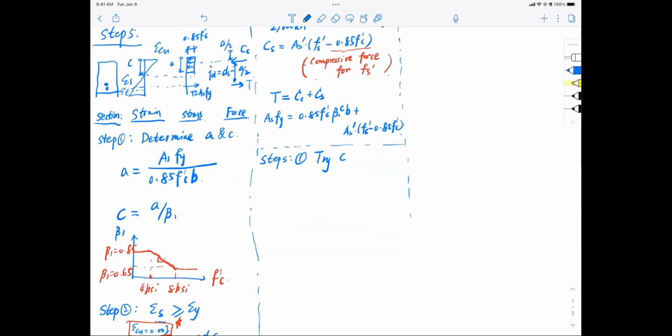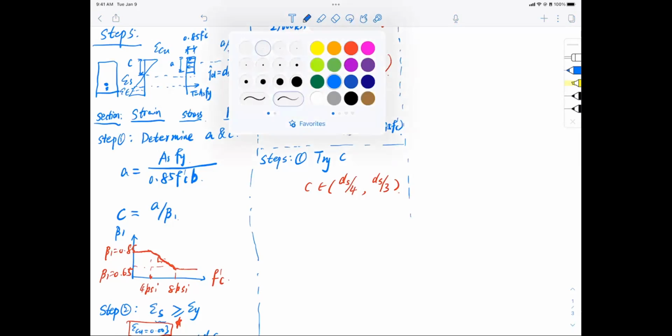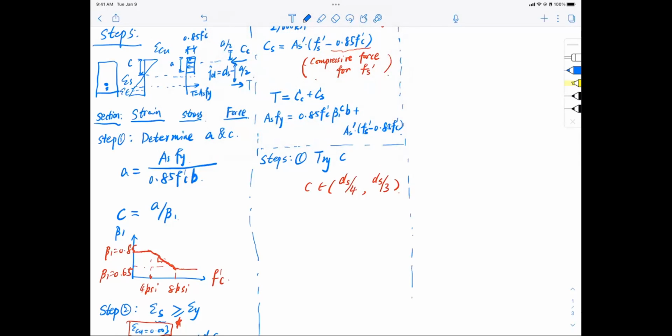Try C, which means I estimate the C. And how do I estimate that? You start by choosing an arbitrary value of C that belongs to a quarter of ds or 1/3 of ds. Start from there, okay? You don't know it, but you estimate it. Once you estimate the C, now you're able to do the following.